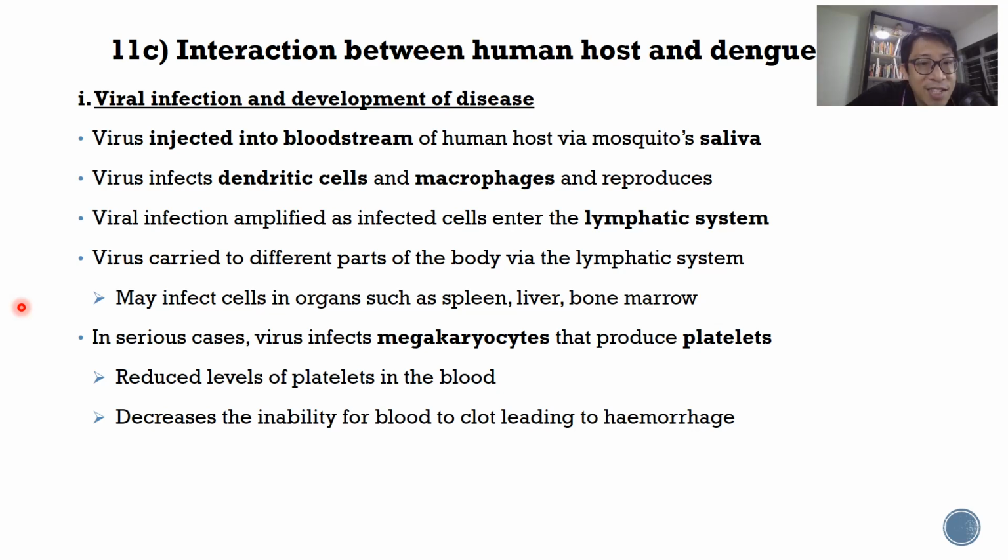Okay, and in the serious cases, the dengue virus will be able to infect the megakaryocytes that produce platelets. So when the megakaryocytes die due to the infection, then there would obviously be fewer platelets and less blood clotting, which requires the platelets. Therefore that leads to dengue hemorrhagic fever and dengue shock syndrome, which are the serious cases of dengue fever that we have looked at at the start of the video.